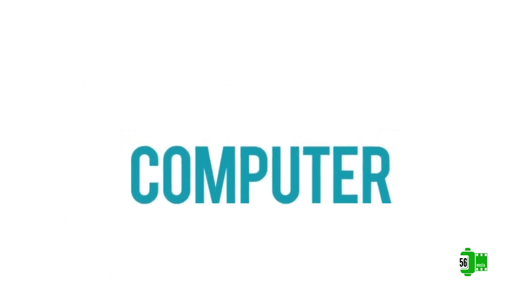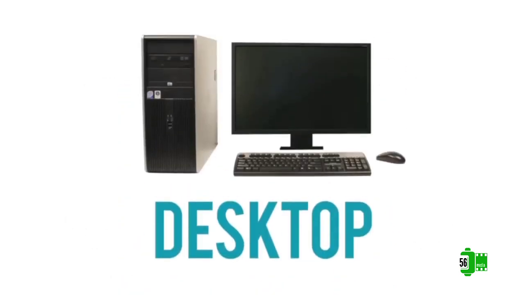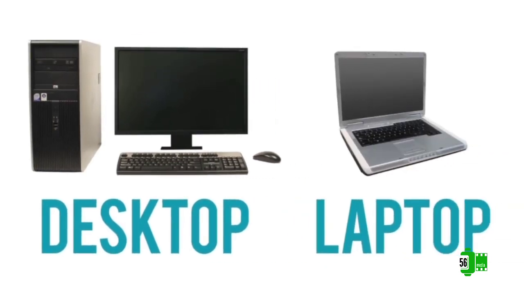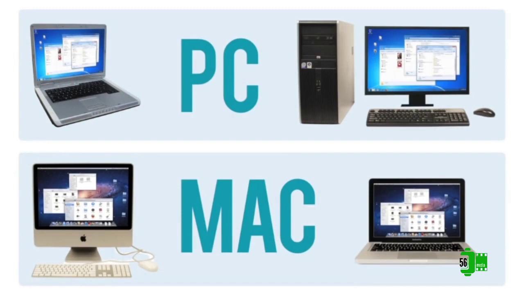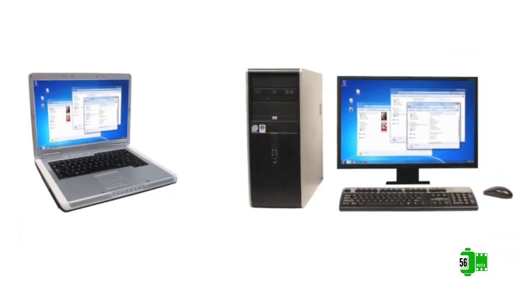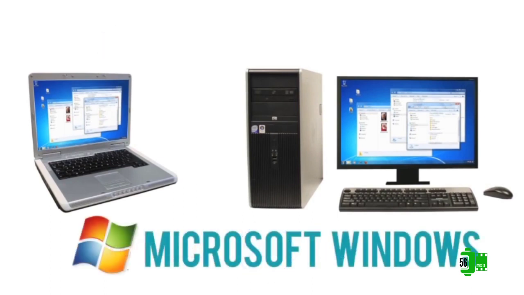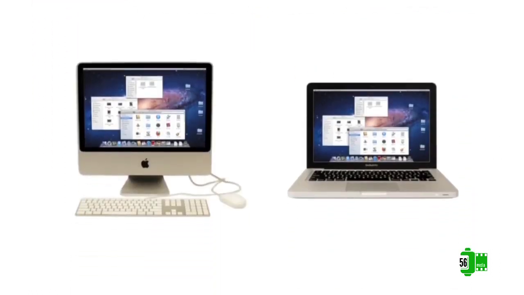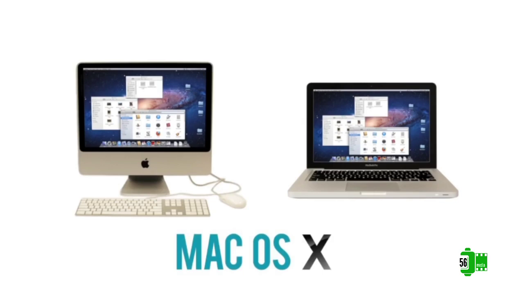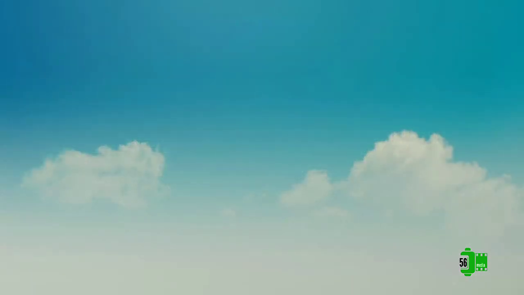Most people say computer as PC or personal computer, which can be a desktop computer or laptop computer, which are available with different features. Personal computers come in two main styles, PC and Mac. PC is the most common type. These are made by different companies. Microsoft Windows is the most common operating system used in these computers. Mac or Macintosh computers are from a company named Apple, and they come with the Mac OS X operating system.